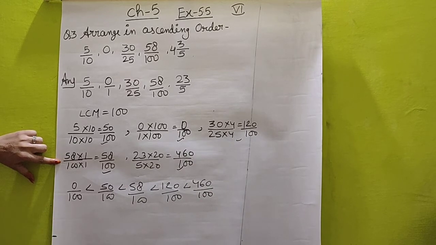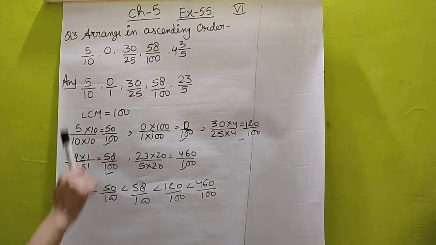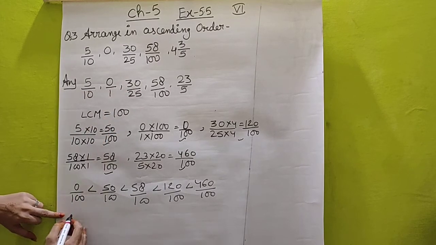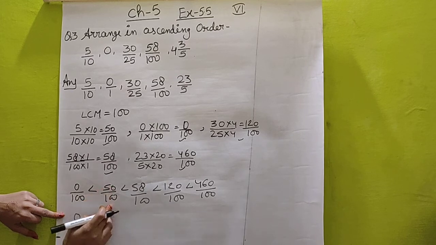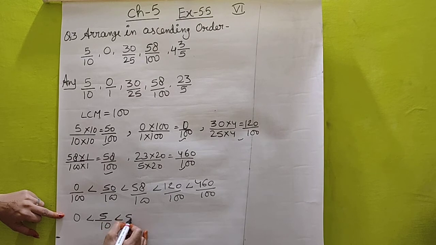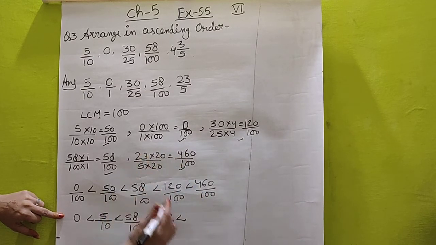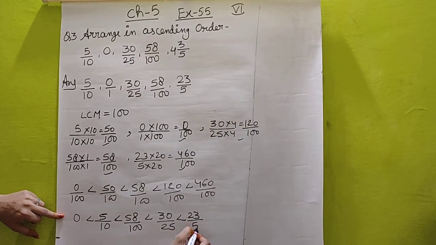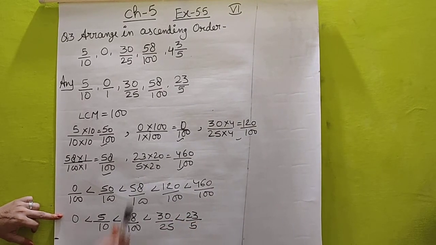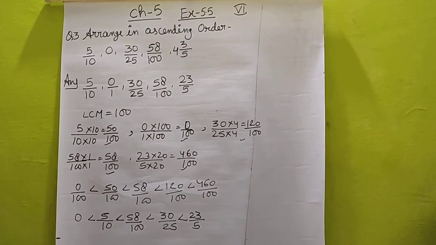So students, we have arranged all the given fractions in ascending order, and now actual fractions we will write. So 0 upon 100, it will be 0. Then 50 upon 100 means 5 upon 10. 58 upon 100 means 58 upon 100 as it is. Now 120 upon 100 means 30 upon 25. And last one 460 upon 100 means 23 upon 5. Here at the place of 23 upon 5 you can write 43 upon 5 also. So like this we have completed question number 3.